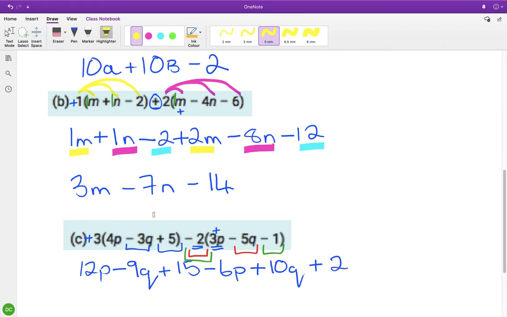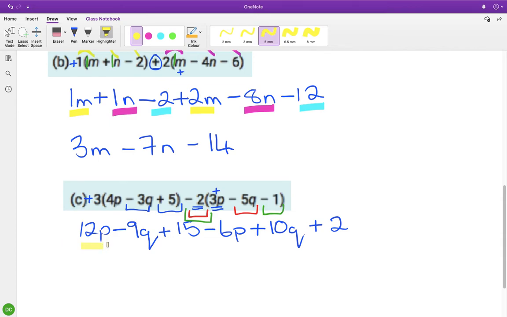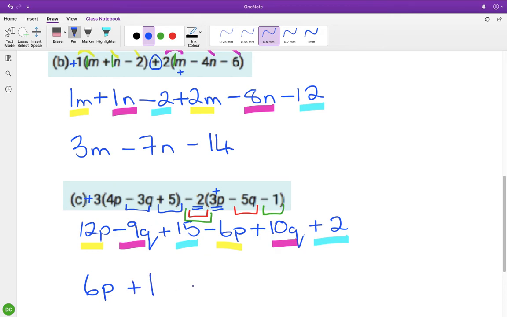So if we pair up p's and more p's there, we have q's and more q's there, and constant and constant. Okay, so 12p minus 6p. 12 minus 6 is 6, and then p is the family. Minus 9 plus 10, that's a plus 1, and q is the family, and 15 and 2 is 17.